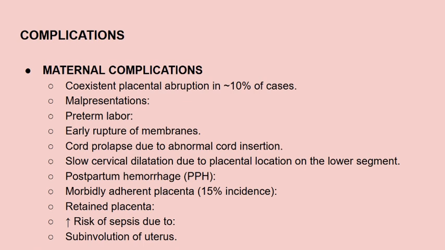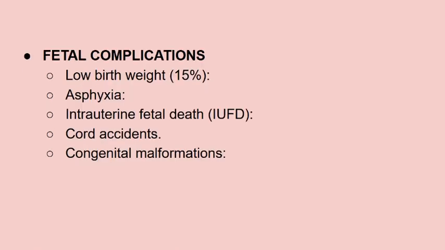They could have a morbidly adherent placenta. Placenta could be retained. There could be increased risk of sepsis in the postpartum period. There could be uterine subinvolution. So there are a lot of complications that occur when a woman has placenta previa. And the reasons why are somewhat self-explanatory.